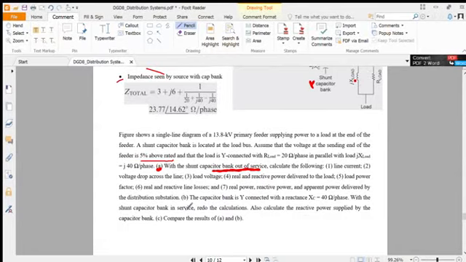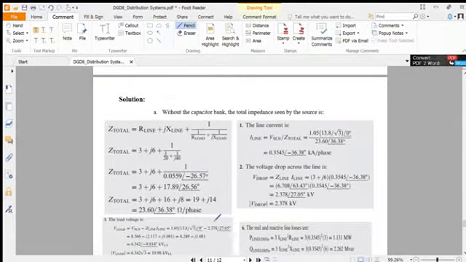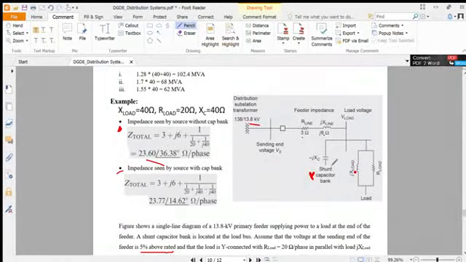And for B, when the capacitor bank Y is connected, here is the value 40 ohm, and once again we have to calculate all these 7 parameters, and in C we have to compare these results. Let's see the solution. So without the capacitor bank, there is no capacitor bank.